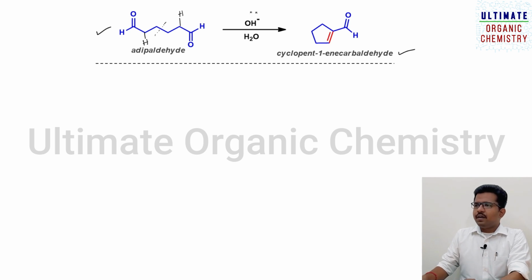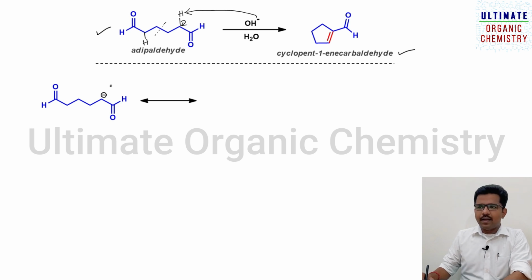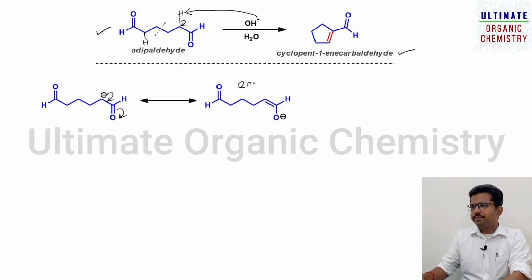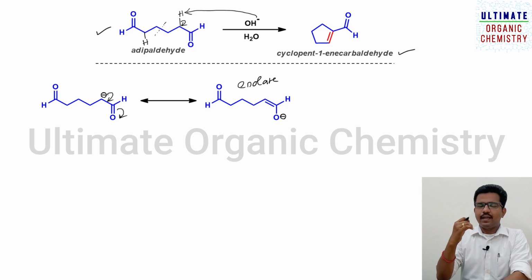So the base abstracts this hydrogen and this bond is broken. This electron will move towards the carbon atom. As a result, it will generate a carbanion. This carbanion undergoes resonance with the carbonyl group, because this is the electron withdrawing group, so this electron will move towards the carbon atom and this electron will move towards the oxygen atom. As a result, it will form an enolate, which I have discussed in the previous video in detail. If you want to see that, just go and watch, because I have given the link in the description section.